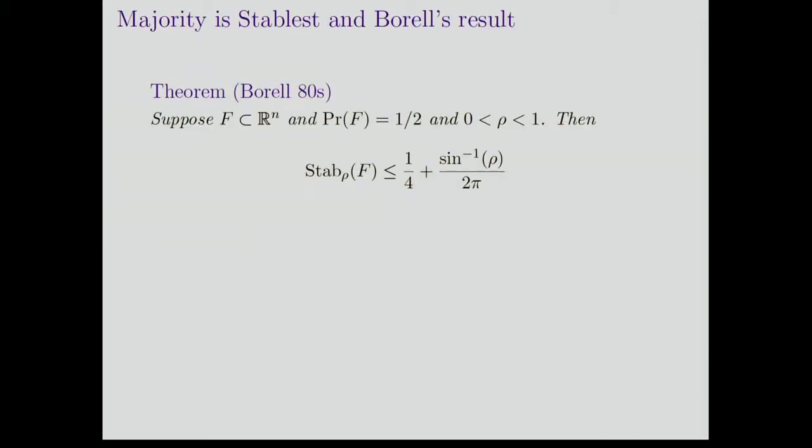So what is Borel's result? So Borel's result is what Joe mentioned in his talk. So this is the example for a set of measure 1/2. So you look at a subset of Rn of measure 1/2. Then the stability of the set is at most this expression, 1/4 plus arc sinus over 2 pi, which is what we saw is the stability of a half space. So this is Borel's result.